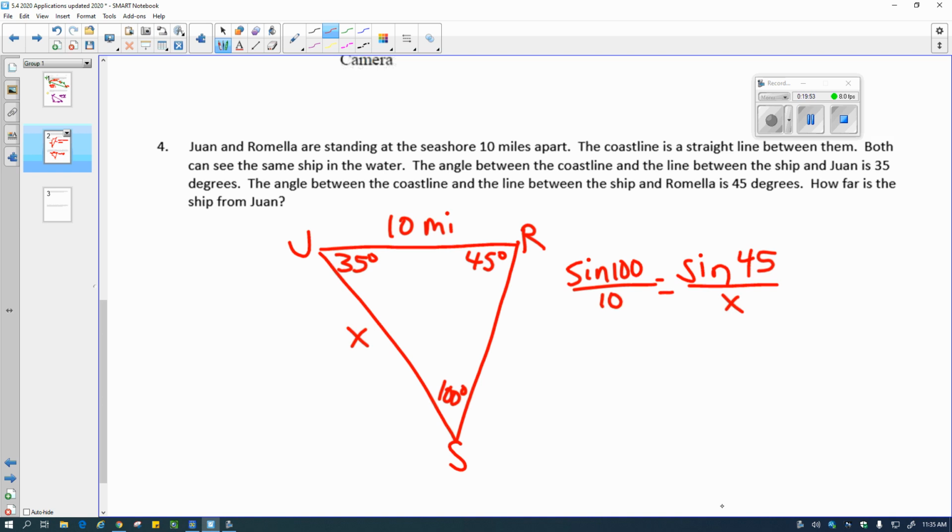If you don't have that kind of calculator, no worries. It's just going to give you a decimal right away. And in fact, it looks like some of you have already gotten that decimal. How far is it? 7.2 miles. Okay.